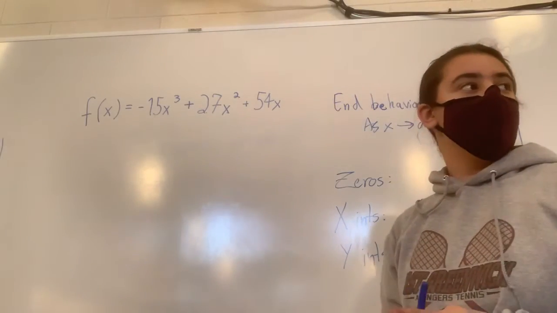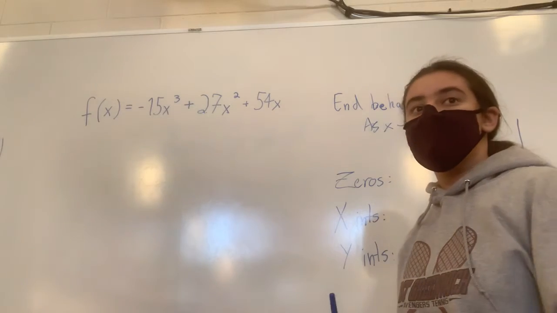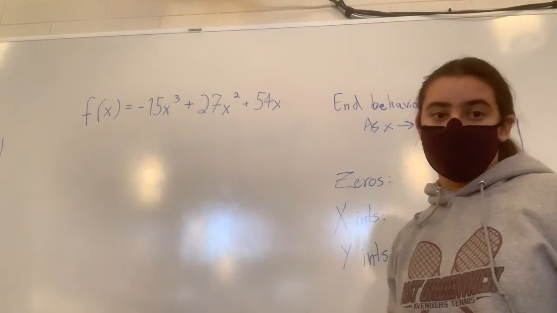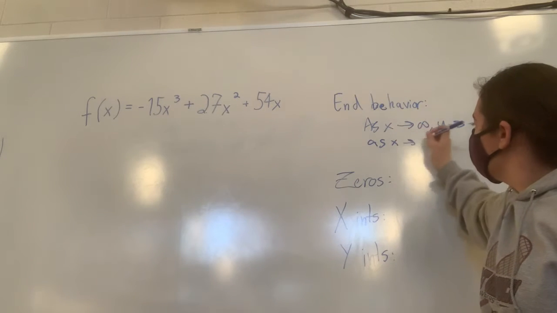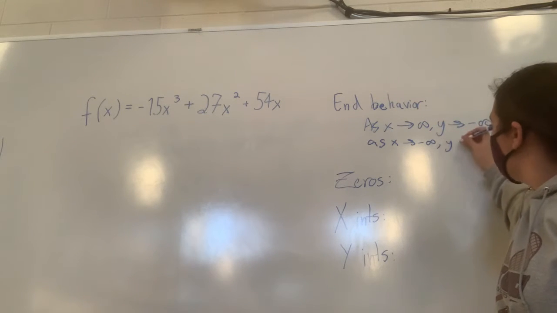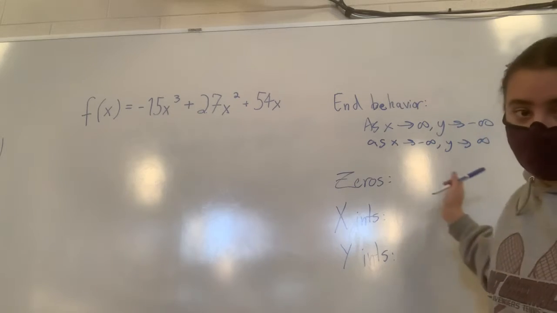And when the degree is an odd number, that means that the end behavior will be the opposite on the other side of the graph. So then we have, as x is going to negative infinity, y is going to be going to positive infinity.